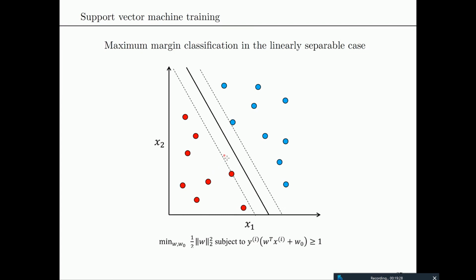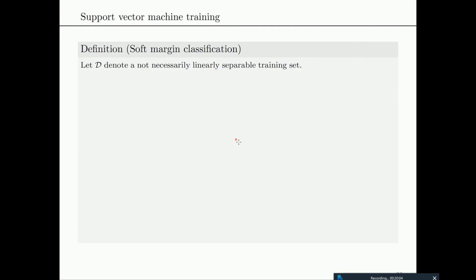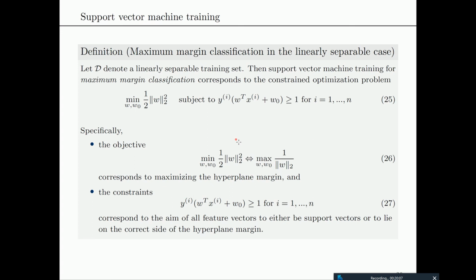If the training data set is just not linearly separable, this is not possible. Then the idea is to say, okay, we still want maximum margin, so we still want to minimize that, but we allow for a little bit of slack, in the sense that sometimes maybe they are closer to the margin and sometimes maybe they're even wrong, but we try to minimize this misclassification. Good. So these are the two typical optimization problems that need to be solved to learn the parameters of a support vector machine.